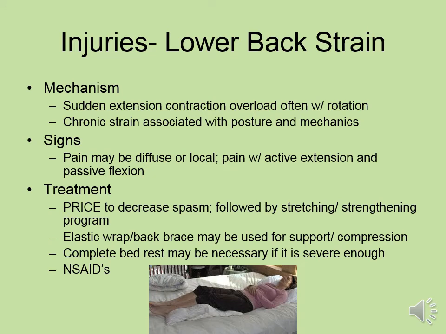A more common low back injury would be a lower back or lumbar strain. Our mechanism for this would be a sudden extension contraction with overload, so probably holding something heavy, often with rotation. Chronic strain can be associated with poor posture or poor mechanics. Signs would be that pain would be diffuse or local, so it could be the whole back or it could be one spot. They're going to have pain with active extension and passive flexion. So when they go to stretch, it's going to be painful, and when they go to extend and activate their muscles, that could also be painful.